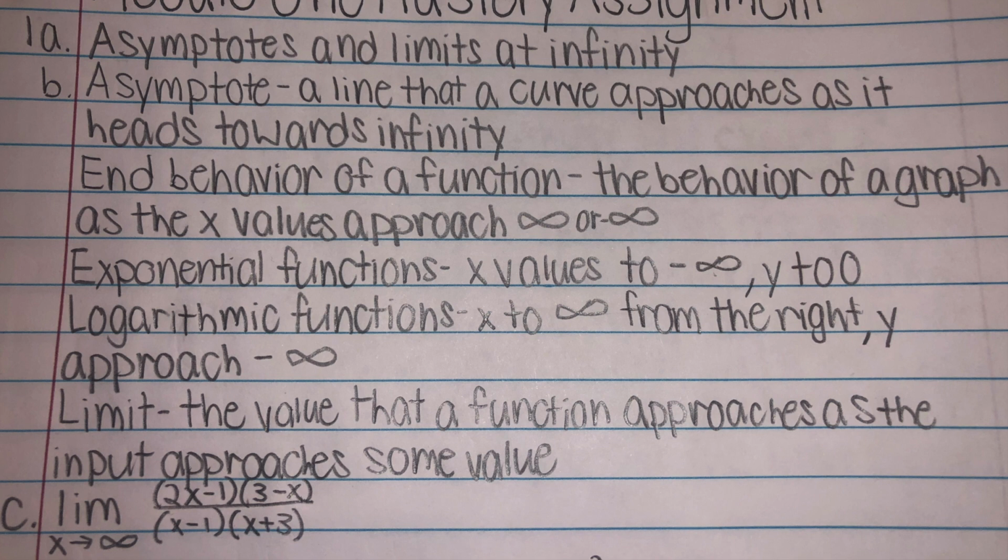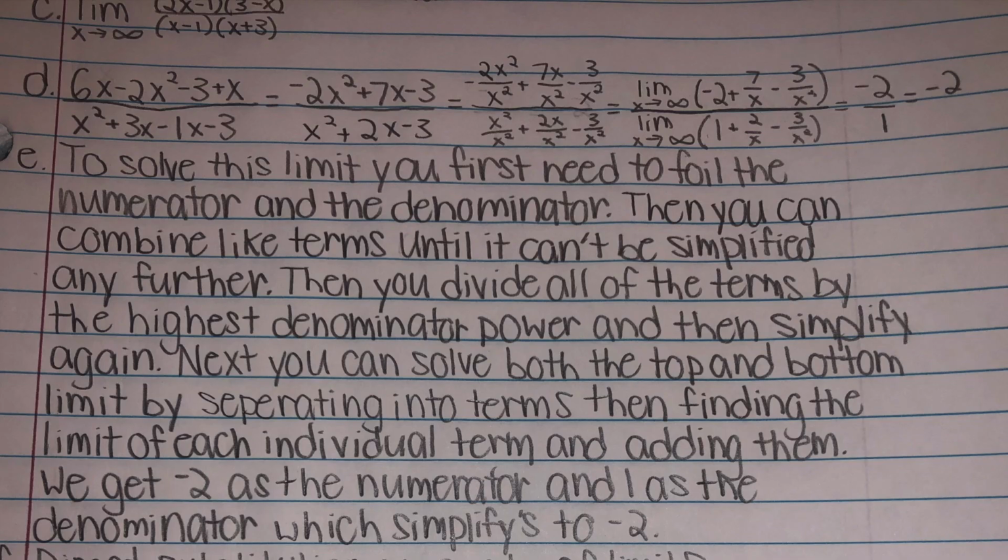The example I chose for Part C is limit as x approaches infinity. The numerator is 2x minus 1 multiplied by 3 minus x, and the denominator is x minus 1 multiplied by x plus 3. To solve this limit, you first need to FOIL the numerator and the denominator.